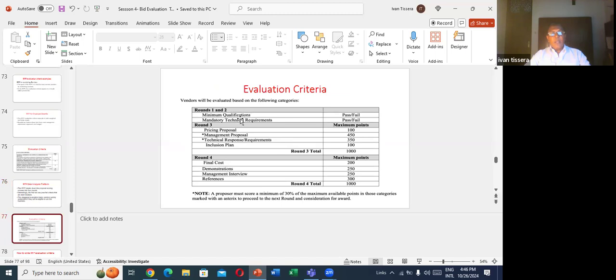Round 1 and 2: minimum qualification. Vendors will be evaluated based on the following categories. Minimum qualification: if it is yes, pass, otherwise fail. Mandated technical requirement: if it is yes, pass, otherwise out. Round 1 and 2 is done that way.